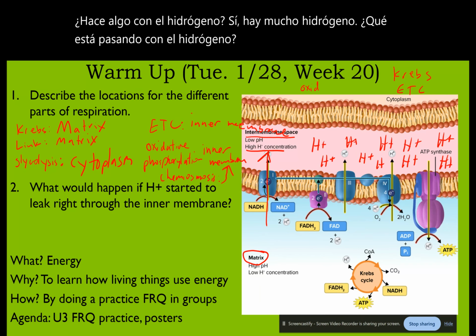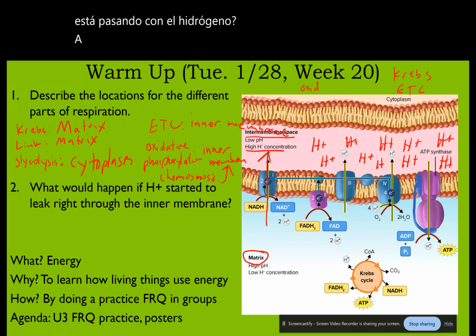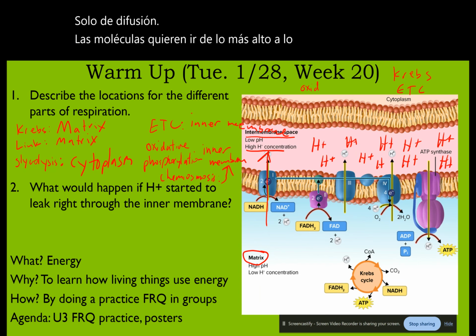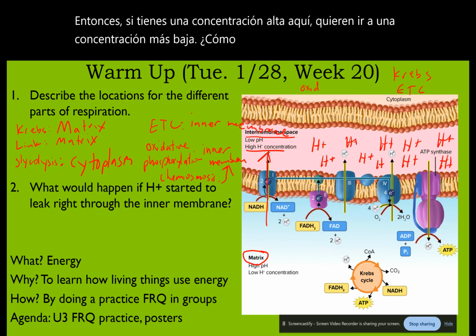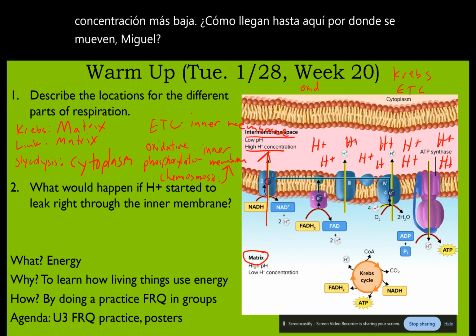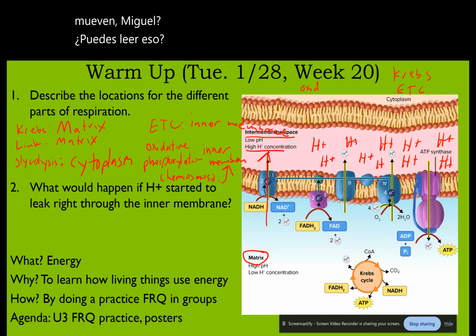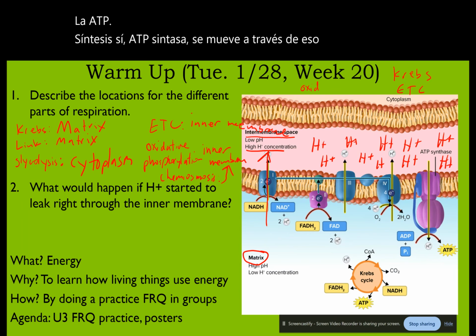Just from diffusion, molecules want to go from high to low concentration. So if you have a high concentration up here, they want to go to a lower concentration. How do they get down into here? What do they move through, Miguel? Can you read that? The ATP synthase? Yeah, ATP synthase. It moves through that, and when it does, you generate ATP.